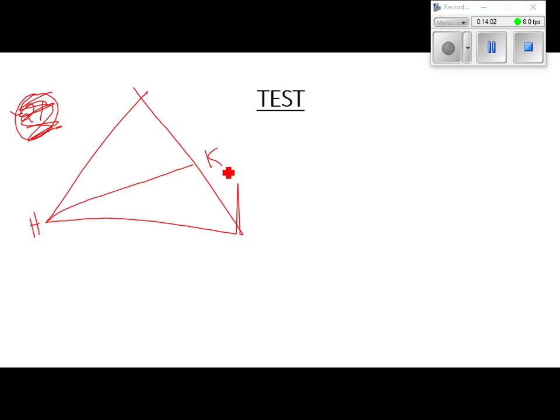So they tell me HK is an altitude. What's that tell me about this angle right here? It's a right angle, it's 90 degrees. What's that tell me about this angle? 90 degrees. They tell me that this is X plus 8. This is X minus 9. That segment from there to there, there to there. I think this is I and that's J. And they tell me that this angle right here is 3x plus 3.